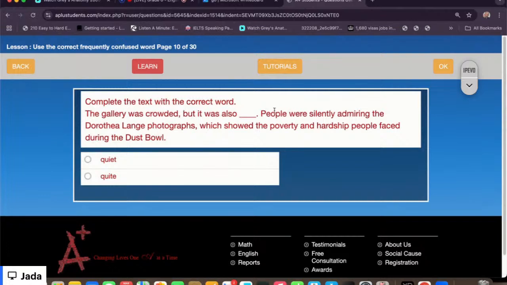So the gallery was crowded, but it was also dash. People were silently admiring the Dorothy Lange photographs, which showed the poverty and hardship people faced during the Dust Bowl. So quite or quiet. So is it quiet or quite?